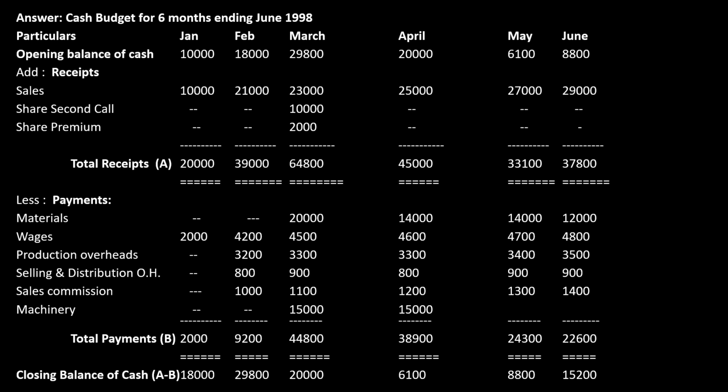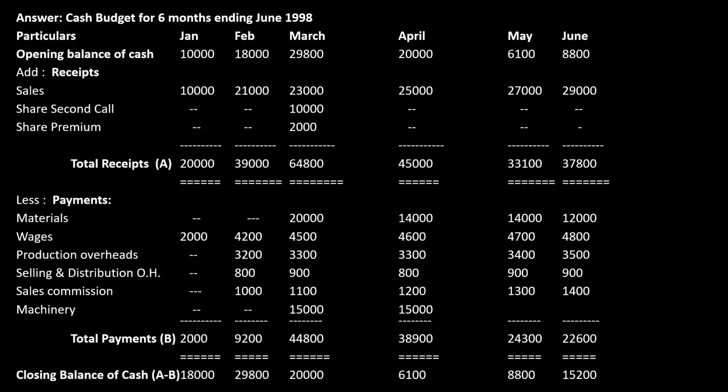Okay. Now over. So we make the total one by one now. We'll first close the January total. Receipt is 20,000. The payment is only 2,000. So balance is 18,000. So January closing balance 18,000 will become opening balance for February. The same way we close February. We make the receipt total as 39 and payment total as 9,200. Then closing balance of February will be 29,800. This 29,800 will become the opening balance for March.